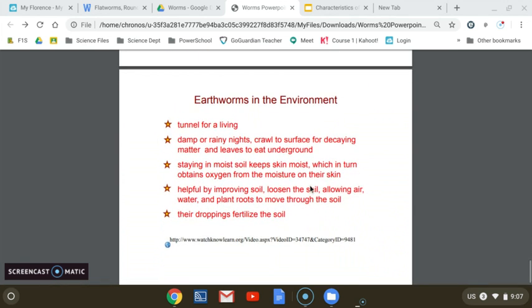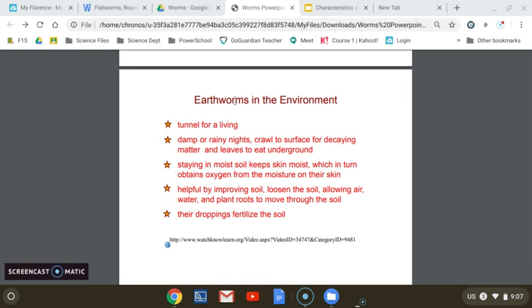So your earthworms in the environment, they tunnel for a living. On damp or rainy nights, they crawl to the surface for decaying matter and leaves to eat underground. They like staying in moist soil, which keeps their skin moist, which in turn obtains oxygen from the moisture on their skin. They are helpful by improving soil. They loosen the soil. They allow air, water, and plant roots to move through the soil, and their droppings also fertilize the soil.